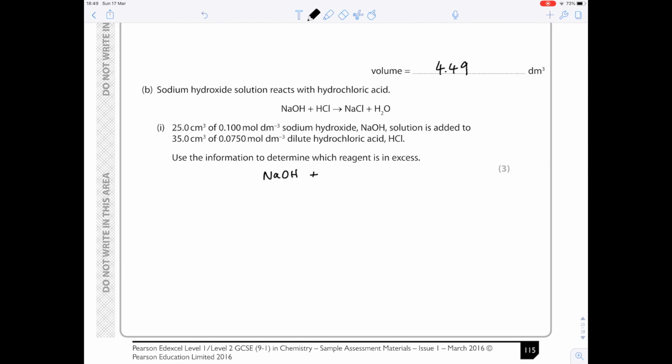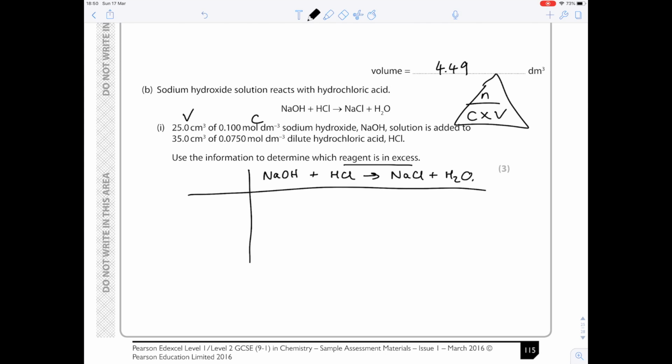So, writing out the equation yet again, you'll need a different formula triangle this time because you've got concentrations here and you've got volumes here. So you need this formula triangle, which states the number of moles is concentration times volume. And because you're looking for which reagent is in excess, this is how you're going to do it. So a table again, this time with NCV. Let's just take one lot of information first of all. So we have 25 centimeters cubed of sodium hydroxide. We need to divide that by 1,000 in order to convert it to decimeters cubed.